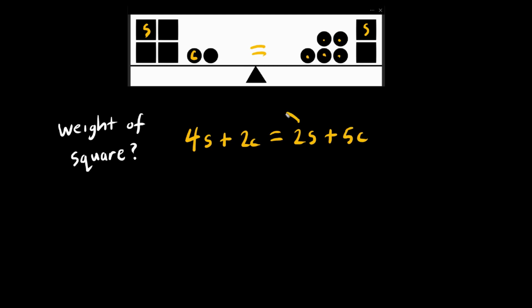Let's throw 2s to the left. So 4s minus 2s is 2s. We're going to throw 2c to the right. 5c minus 2c is 3c. We're using algebra. Dividing both sides by 2, we get 1 square equals 3 circles divided by 2.